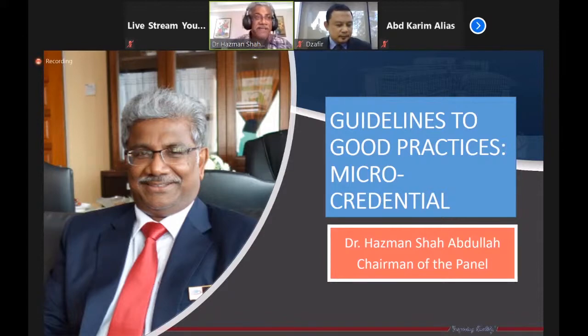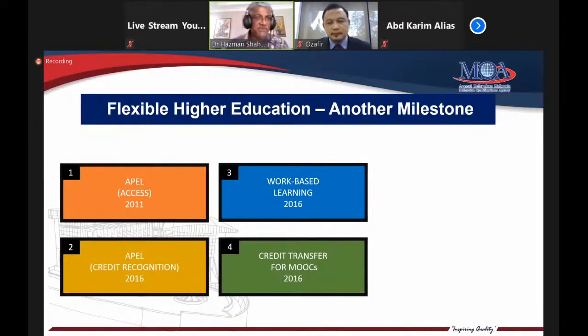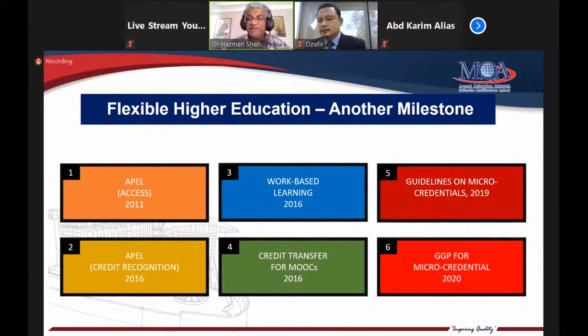So that being the background, the MC is actually a series of initiatives that MQA has undertaken since its establishment, and everybody's well aware of the APEL guidelines that came in 2011, followed by a series of guidelines on work-based learning, APEL C, and also for credit transfer for MOOCs that all happened in 2016, was a very active year. And of course, now we're going to talk about the micro-credential guidelines. In May of last year, there was a guideline that was issued. It wasn't an early guideline to try and get everybody familiar with and to start thinking of the micro-credential guidelines.